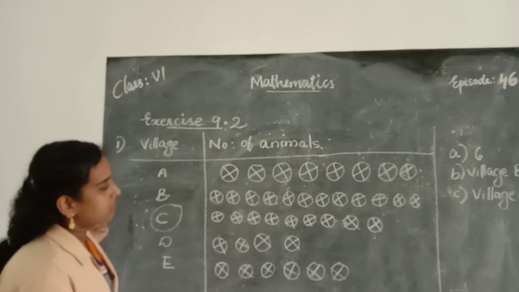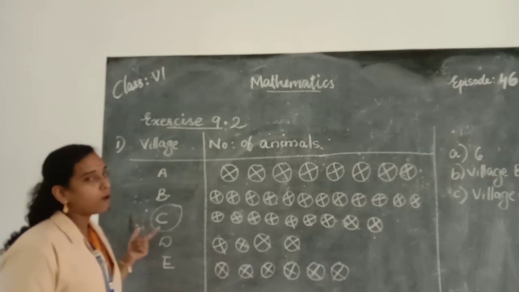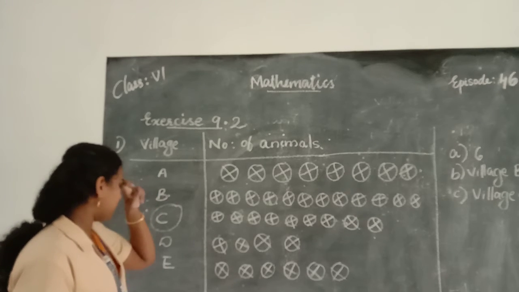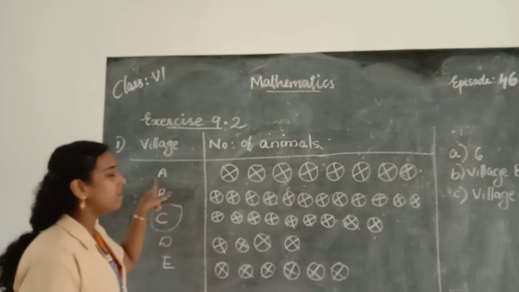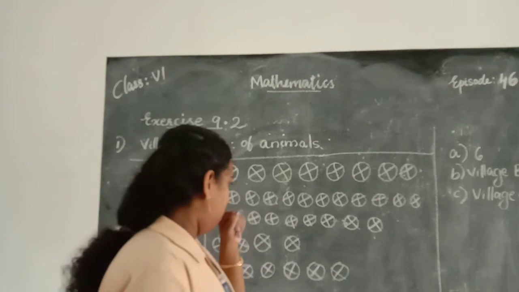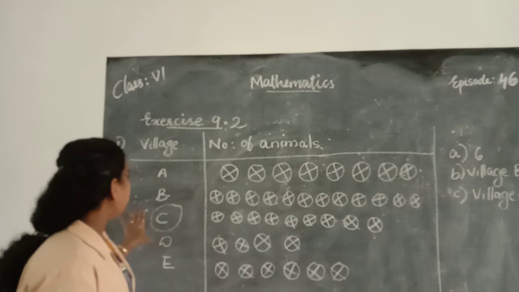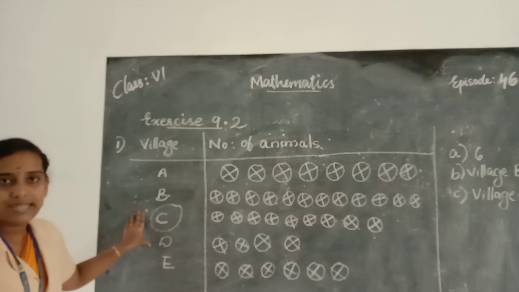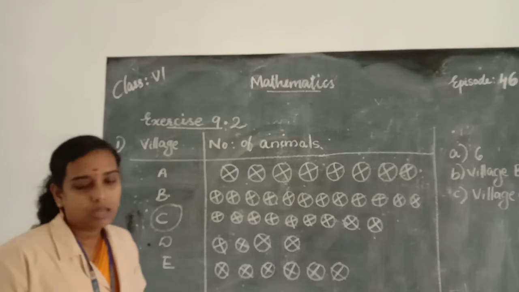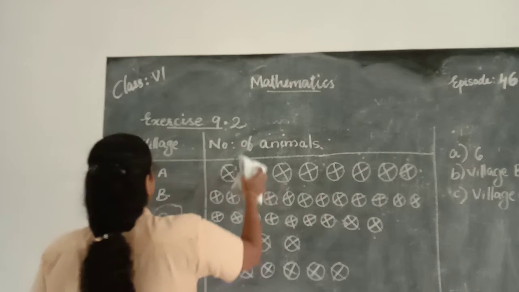And in question C, which village has more animals? Village A or village C? If we compare village A and village C, C has more animals than village A. So the answer is village C. So these are the answers to the questions based on the pictograph. Okay, and here is the next question.